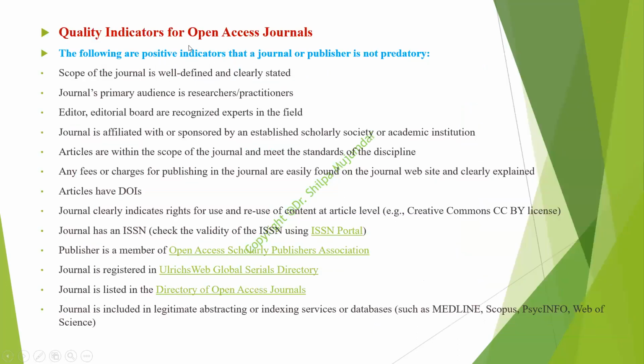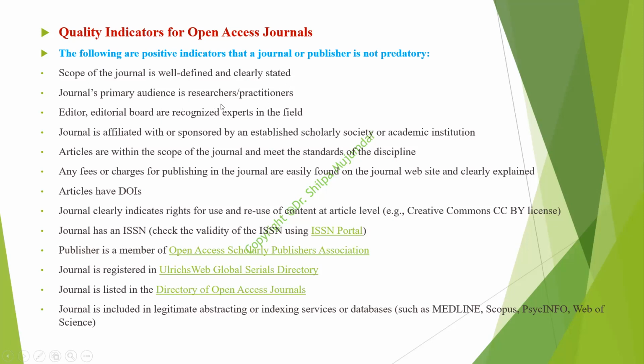Then quality indicators for open access journals. These are some positive indicators of a journal or publisher which indicate that a particular journal is not predatory. So the scope of the journal is well defined and clear. Every journal, if you go to the website, you will always find the scope of the journal. So read that and you will get the idea whether it is well defined or not, clearly stated or not. For a good journal, it is always well defined and clear.